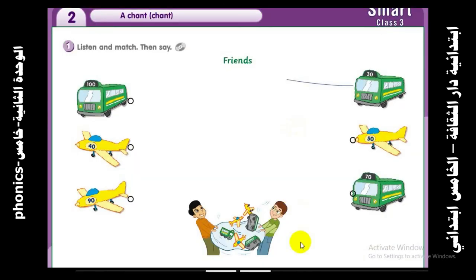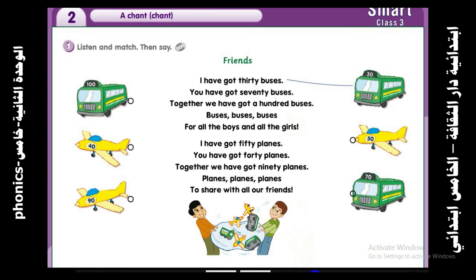Here, look at this and be careful. We have to match the sentence with the picture. Before we listen, children, be careful when matching, because we have bus and train and also numbers. For example, what's this number? 40, this is 90, 100 and so on. Listen and match.